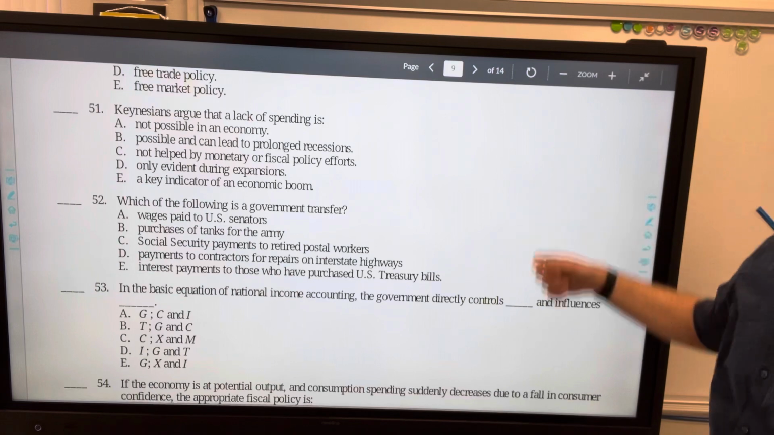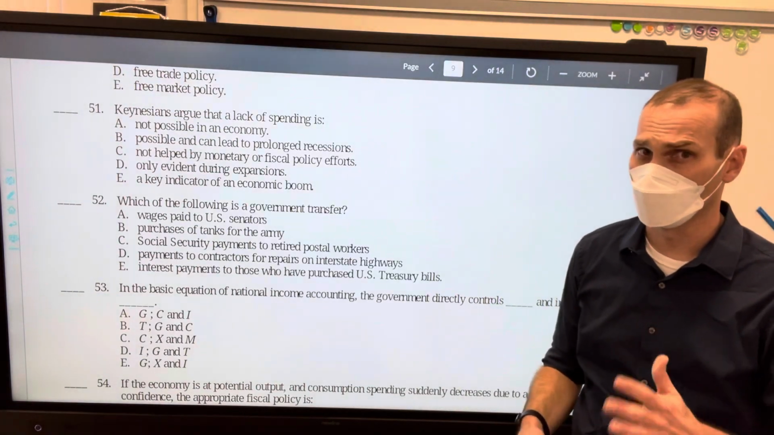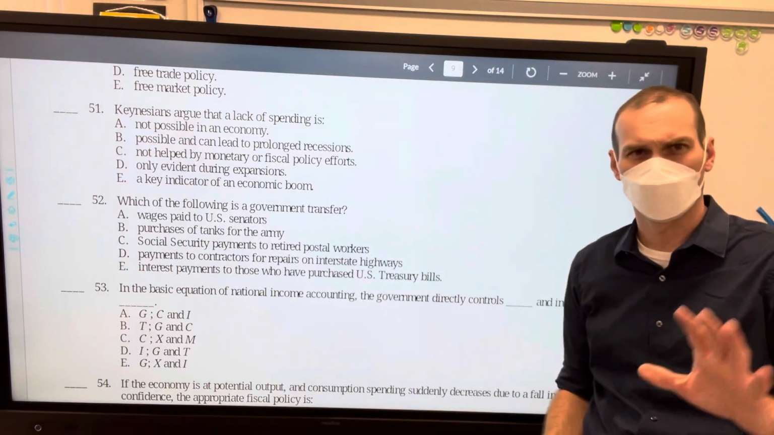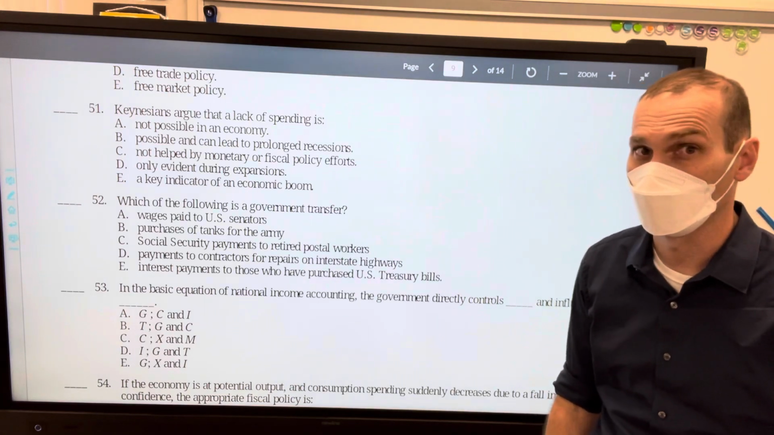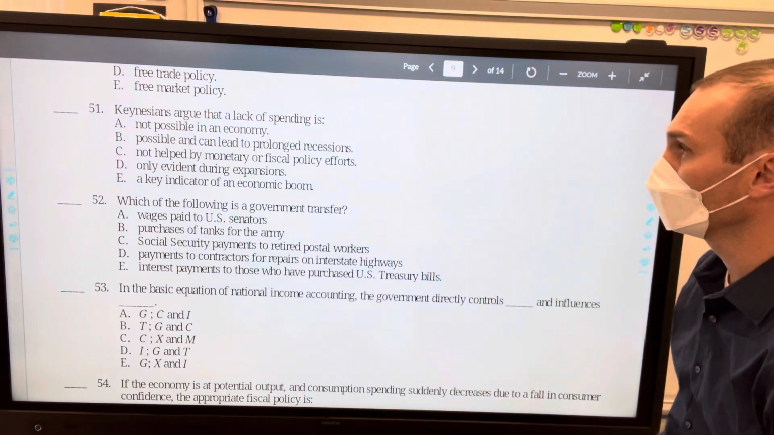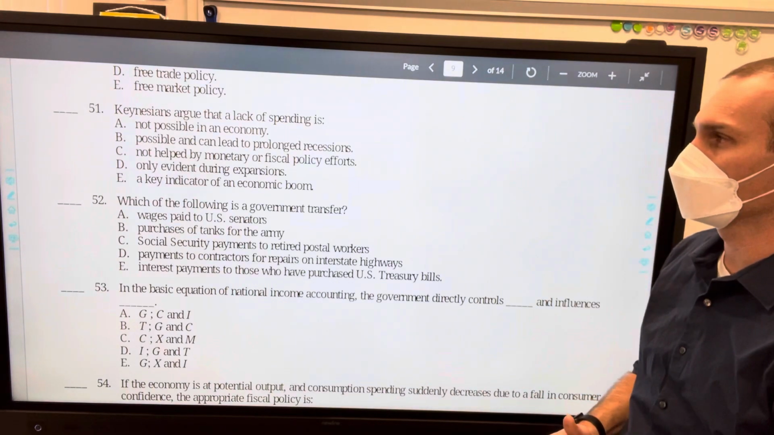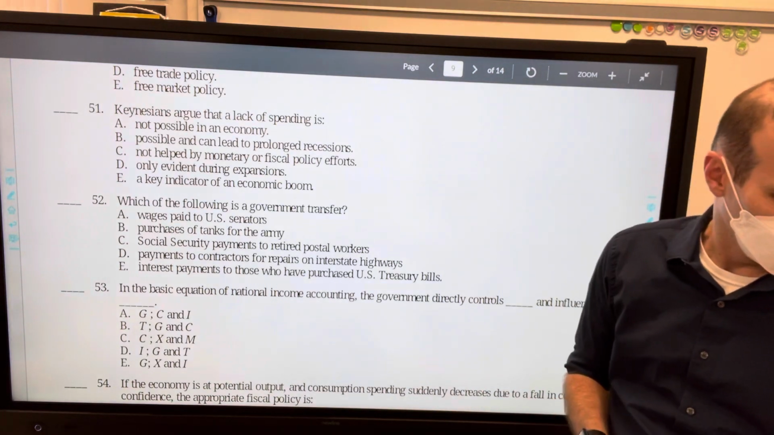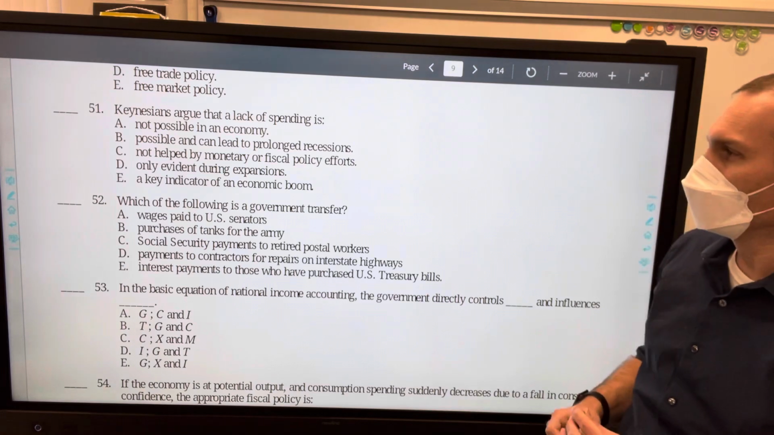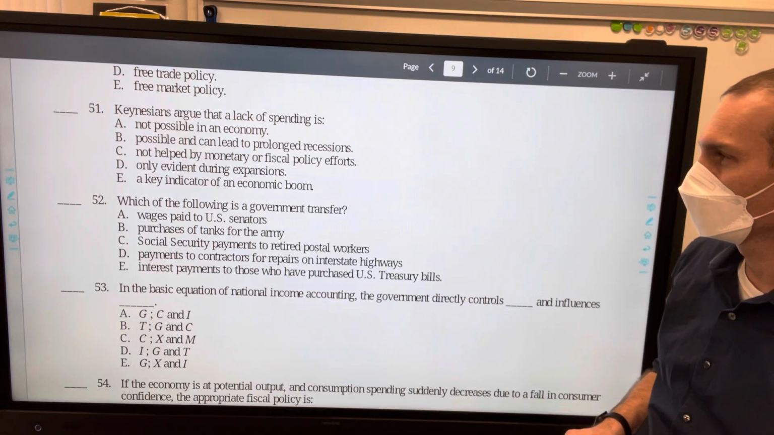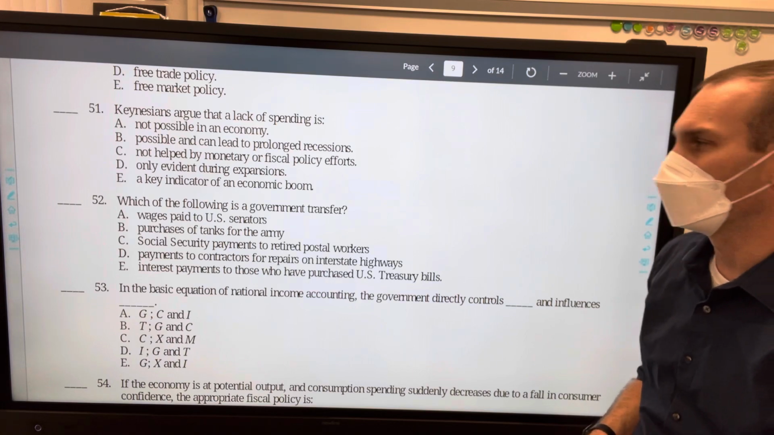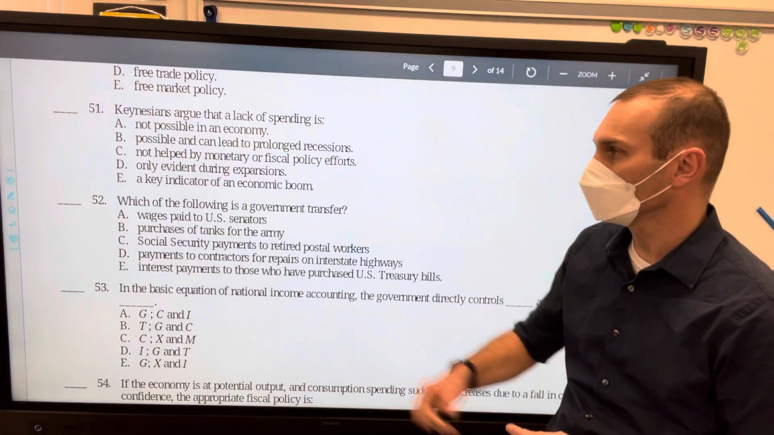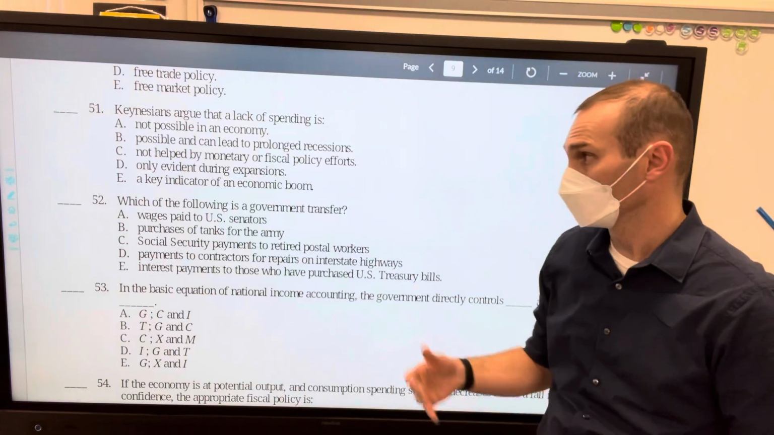Ooh, Keynesian stuff. So Keynesian stuff is not really hard on this. It's actually all we've been covering. So if you're like, oh no, that seems like the thing we're learning about, that's probably the right answer for Keynesian, at least for now. Keynesians argue that a lack of spending is, so on this one, they're talking about, this is an interesting one. So remember, Keynesian does like monetary and fiscal policy. So it's not that one.